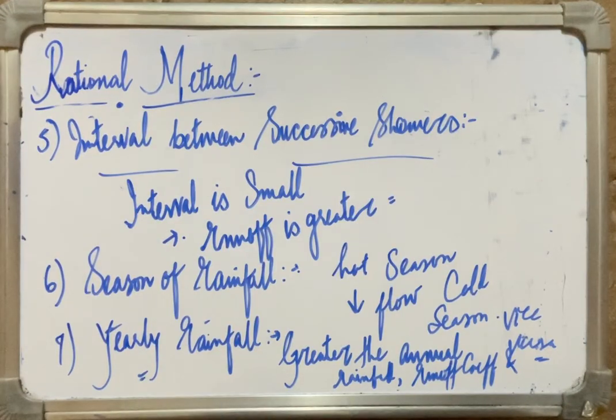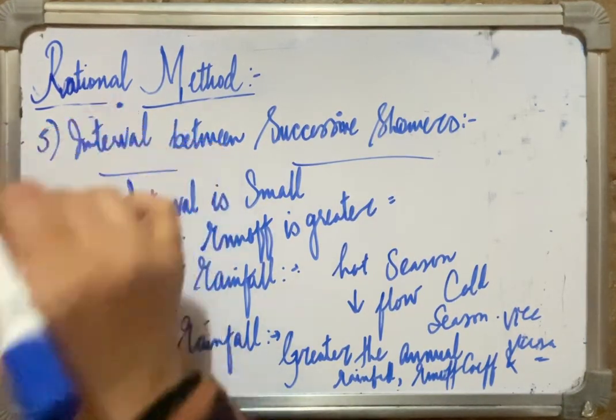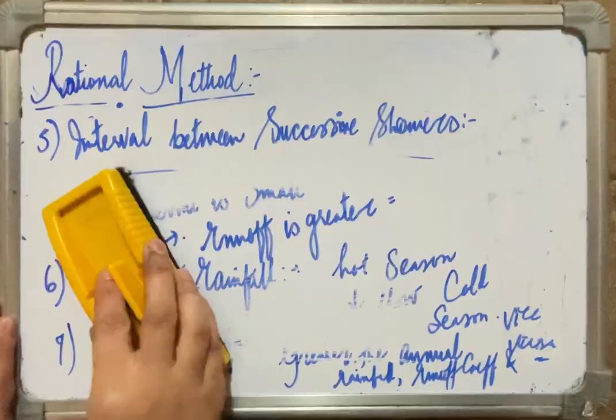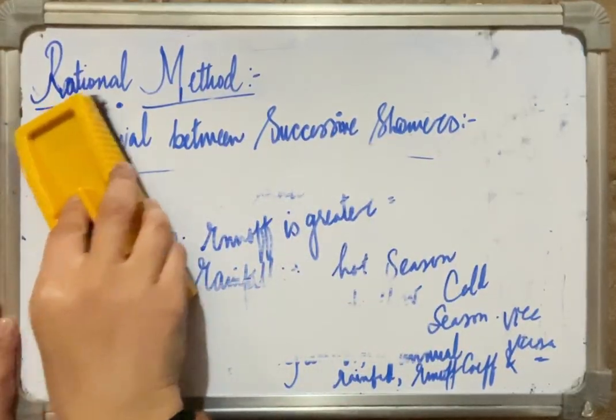So this was about the factors which affect our runoff coefficient. Its value is dependent on certain factors like the area of catchment, the characteristics of the catchment, the condition of ground at the time of rainfall, the intensity of rainfall, the interval between successive showers, the season of rainfall, and the yearly rainfall. So this was about the runoff coefficient.